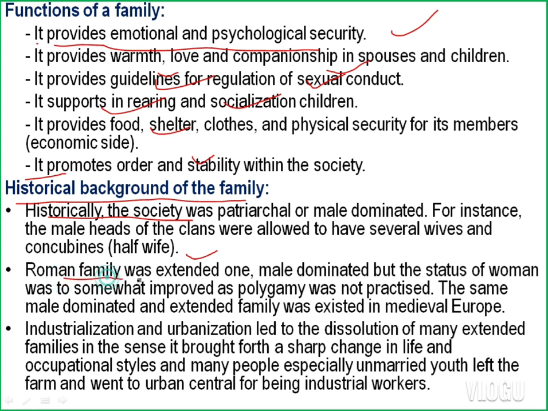The Roman family was an extended one, male dominated, but the status of women somewhat improved as polygamy was not practiced. The same male dominated and extended family existed in medieval Europe as well. Industrialization and urbanization led to the dissolution of many extended families. In the sense, it brought forth a sharp change in life and occupational styles, and many people, especially unmarried youths, left the farm and went to urban centers to become industrial workers. This took place after industrialization and urbanization.